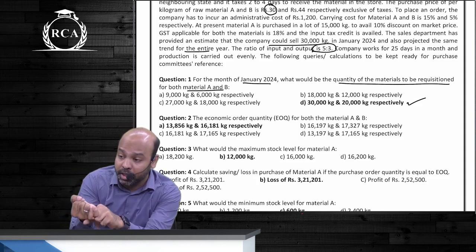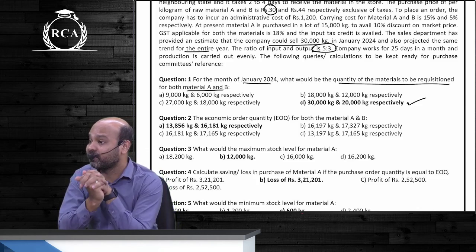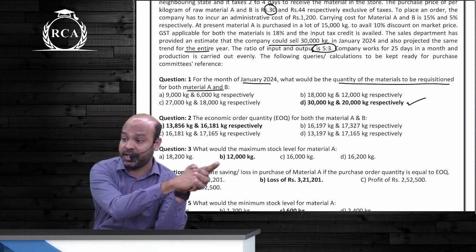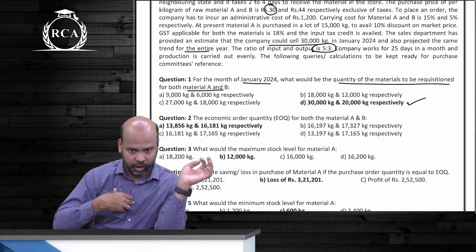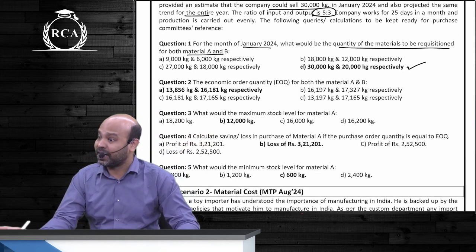When you're computing EOQ, guys, please do not take the purchase price of raw material A to be 27. 27 is the price when you are procuring 15,000 kgs. We are not following the existing policy now. We are computing EOQ, so I will have to take purchase price per kg as 30 rupees. Based on that, I will arrive at EOQ.